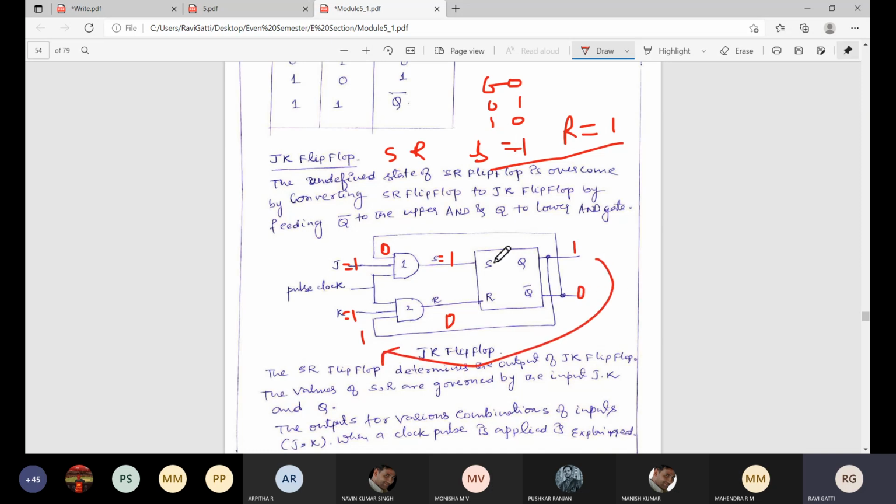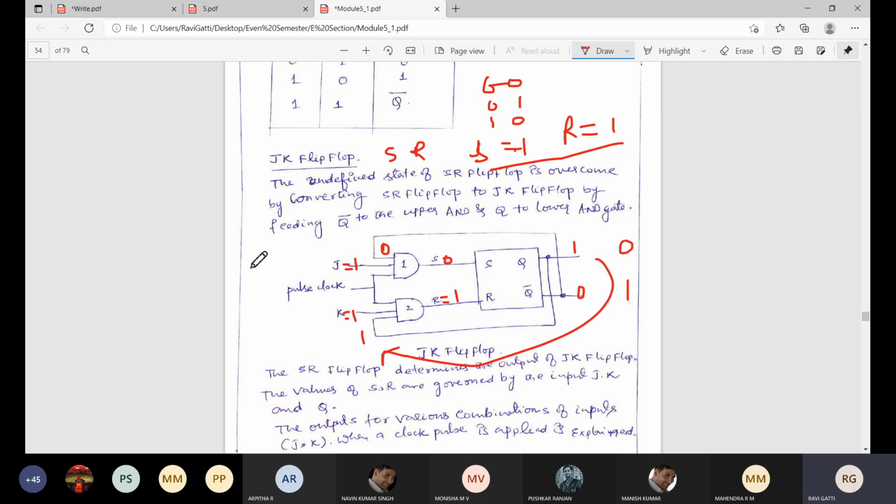Now again the input signals will change. So what will be your S in this case? It is 0, 1, 0. That means your S will be 0 and your R will be 1. When S is equal to 0 and R is equal to 1, your Q will become 0 and your Q bar will become 1. Again the input and output have changed.